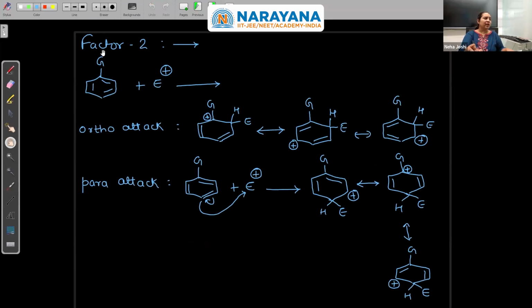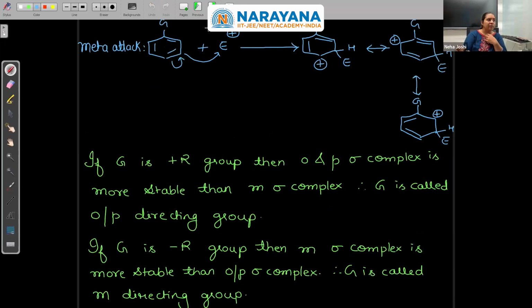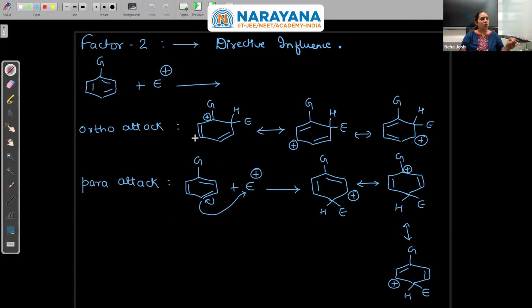Okay. Coming to factor 2. What was our factor 2? That is the directive influence, that is, how the incoming group will be directed by the existing group on the benzene. Now see, E plus can attack either on ortho or on para, or on meta. So I'm drawing all three. Don't worry, we'll draw all three.